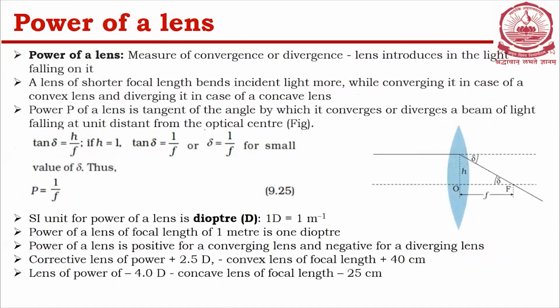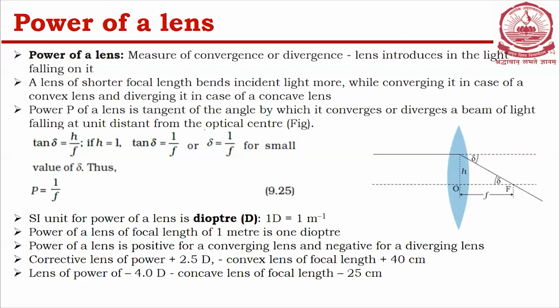Next is, what is the power of a lens? The power of a lens is a measure of convergence or divergence, because you often need to know this. When you go to an optician, your eye lenses have a certain power and you have to use some spectacles. So power is a measure of convergence. We will see some applications of how it applies to your eye.